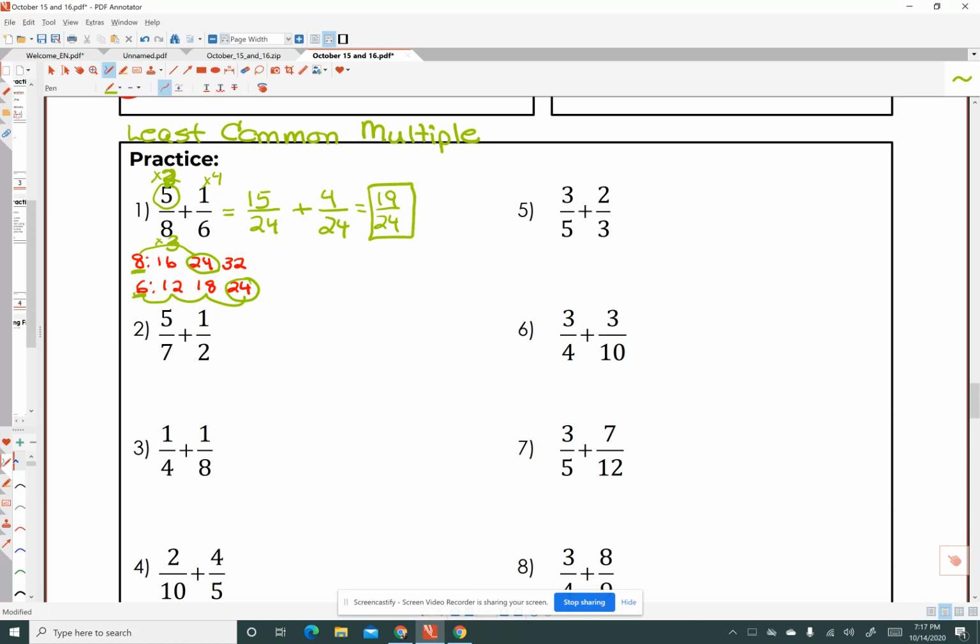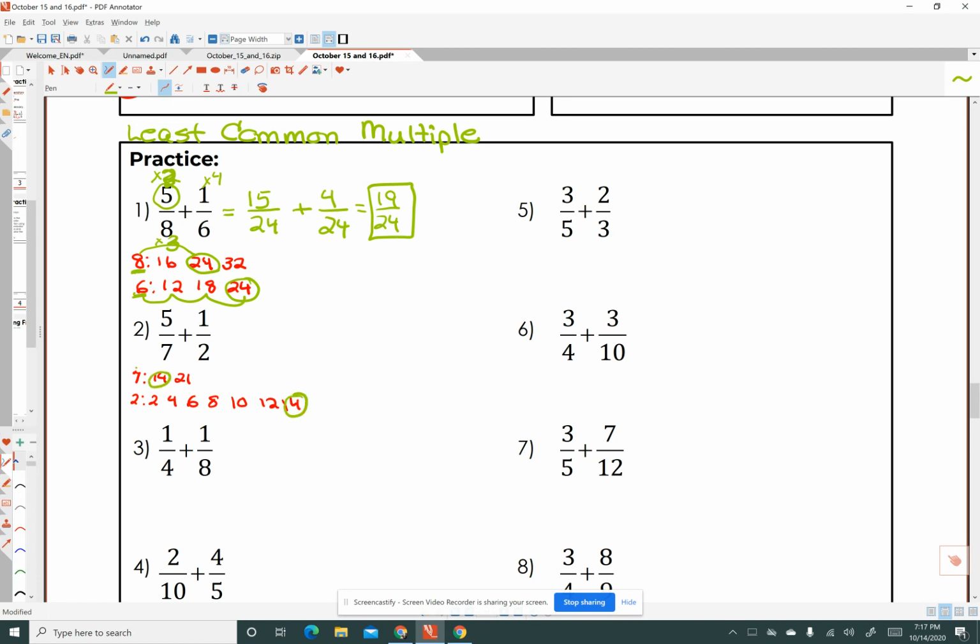It's a little bit of work when you do these. So let's change the color again. We have 7 and 2 as our denominators. So multiples of 7 are 7, 14, 21, and let's stop there. Multiples of 2 are 2, 4, 6, 8, 10, 12, 14. Well, look, we finally have one. We have that 14 that is common to both of them. So here we'll circle it.